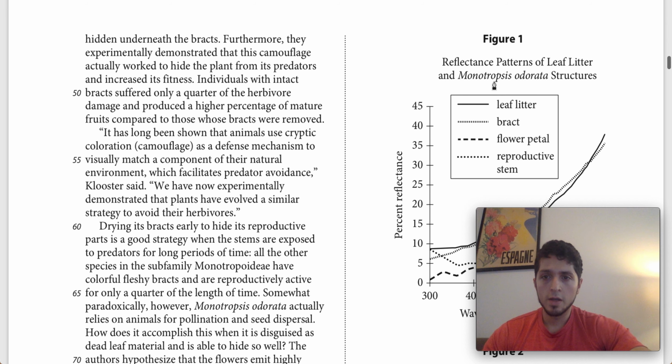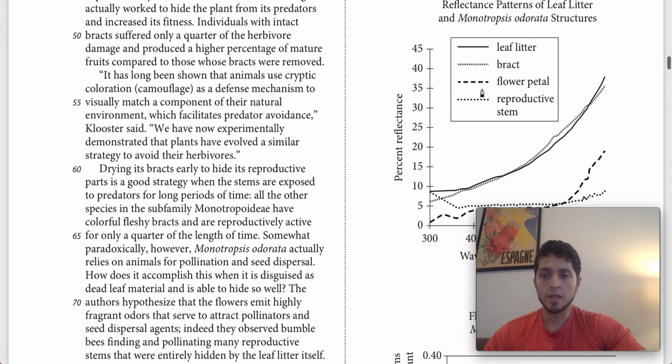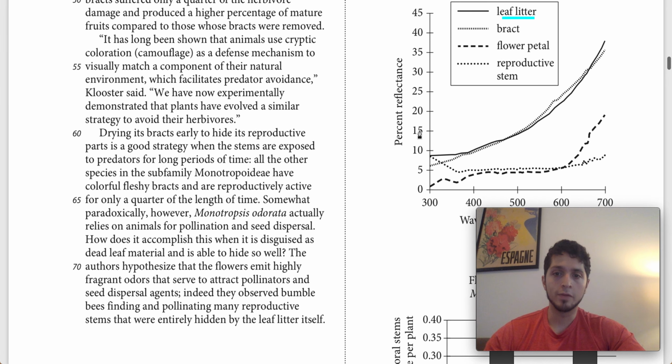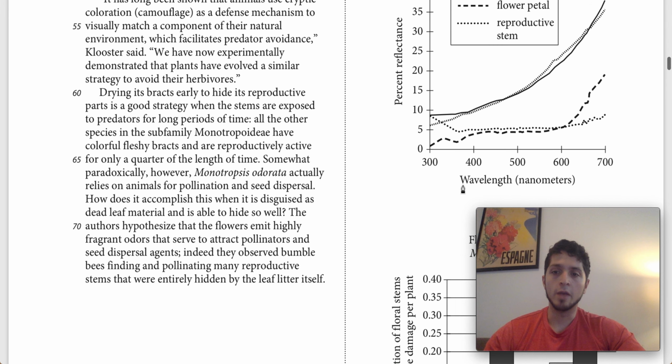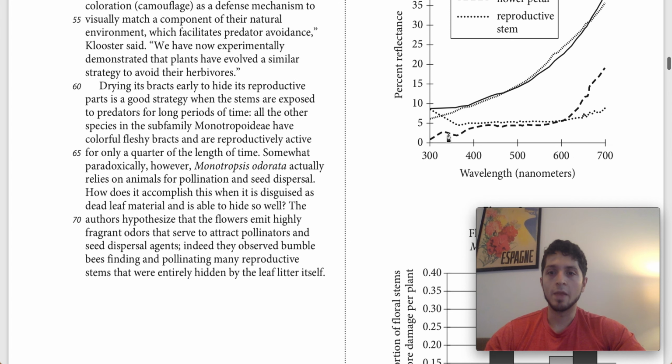So here's figure 1. Basically we have reflectance patterns of leaf litter and Monotropsis odorata structures. So we have 4 things being measured. We have the leaf litter, which is the surrounding stuff on the ground around this plant. We have the bract, which are these leaves that evolved as camouflage. We have the flower petals, and the reproductive stem, which is the stem of the plant. Here on the y-axis, we have the percent reflectance from 0 to 45%. And here we have the wavelength in nanometers. So as they increase the wavelength of the light they're shining on it, what's the percent reflectance that we see? And then they're measuring the trends.